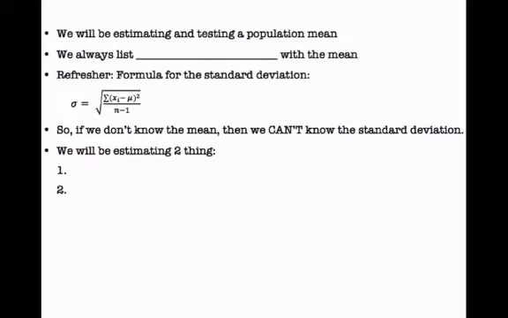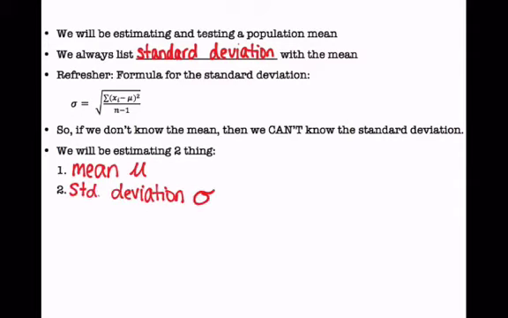We always list the standard deviation with the mean. Now, to remind you, the formula for standard deviation is the square root of the summation of your x value minus your mean quantity squared, all divided by n minus 1. So if we don't know the mean, we can't know the standard deviation. So we're going to be estimating two things: the mean, which is mu, and the standard deviation, which is sigma.